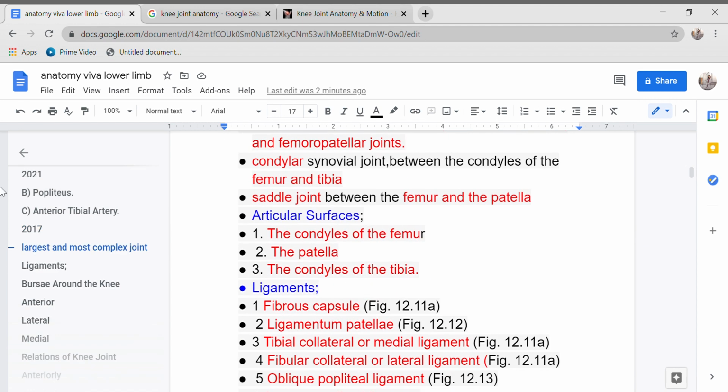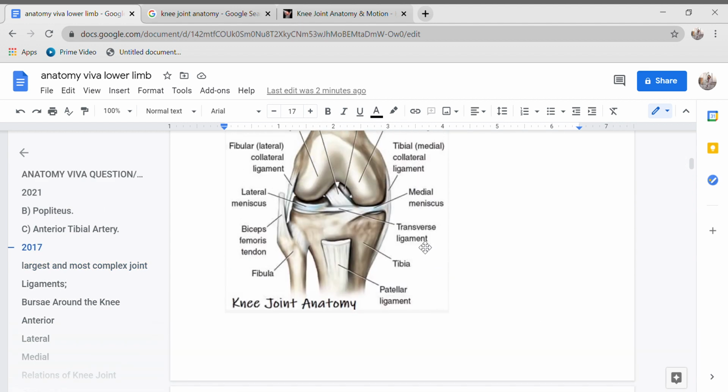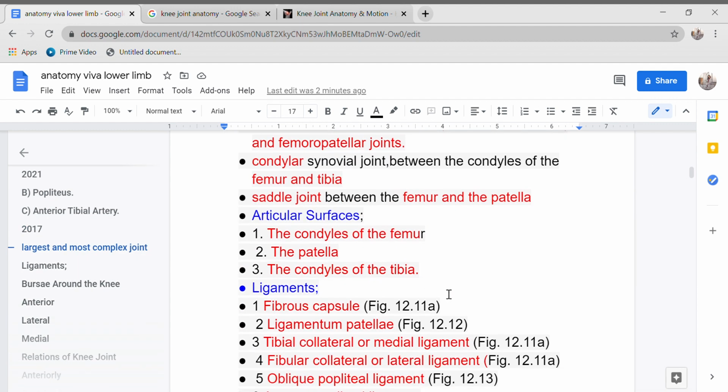So you have to know the articular surfaces. There are the condyles of the femur, the condyles of the tibia, and the patella. These are the articular surfaces. Next, you need to know about the ligaments present in them.